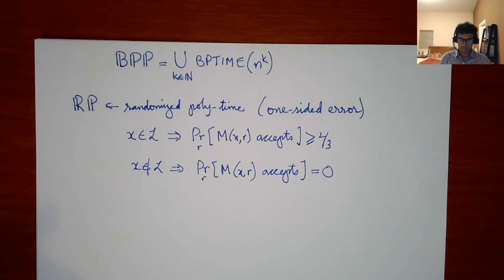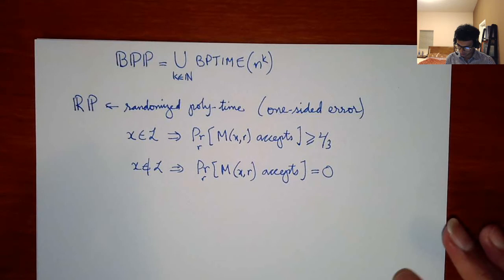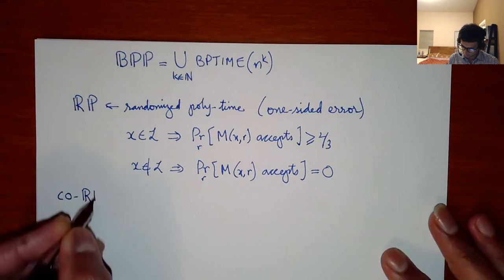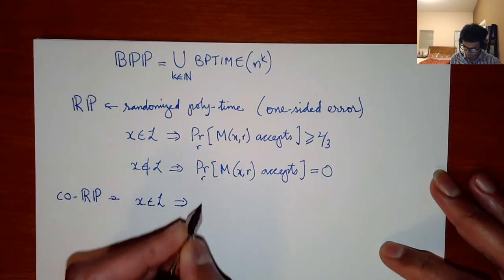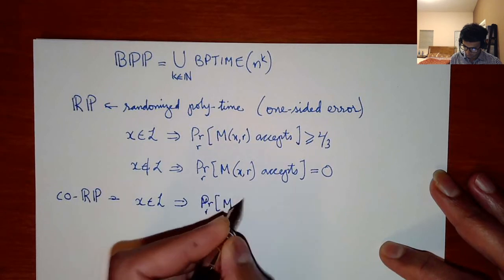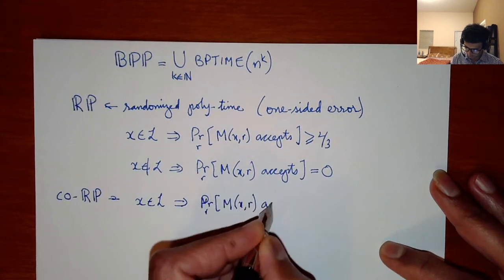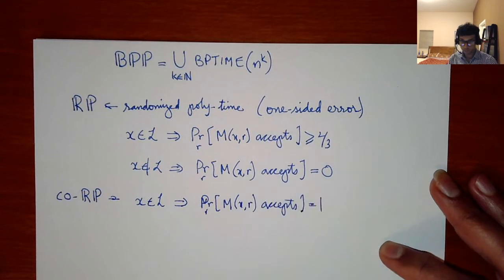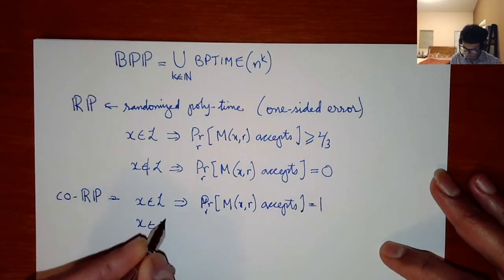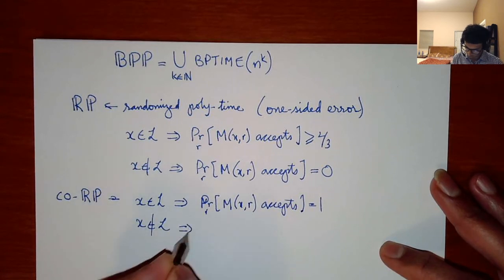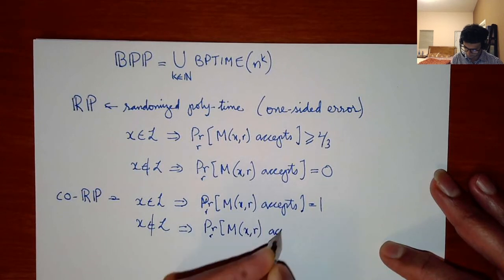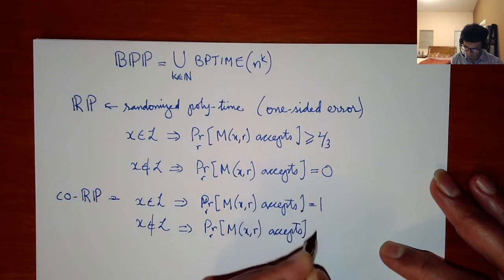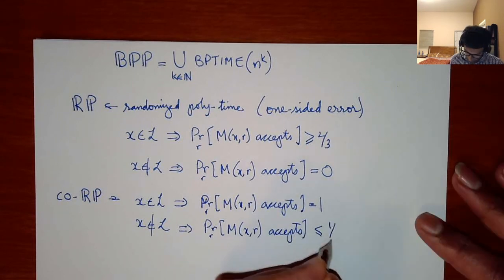Would co-RP be the opposite case? Exactly, that is what I was getting to. co-RP is just saying the opposite. It would say that if x is in the language, the probability that M(x, R) accepts is 1. And if x is not in the language, then the probability that M(x, R) accepts is, I'm just going to put the constant, less than 1/3.